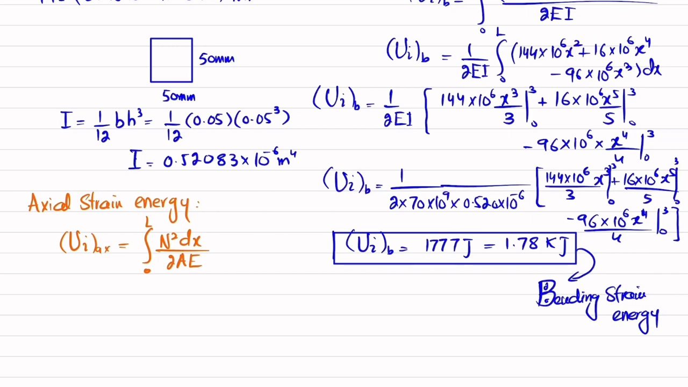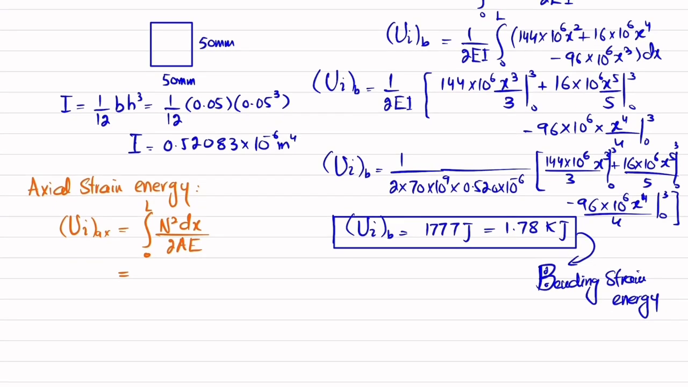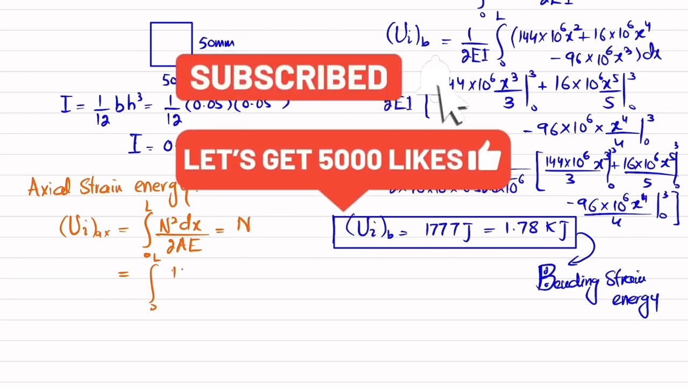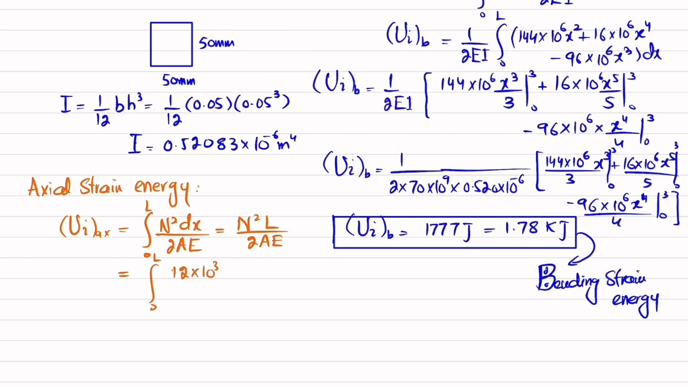Clear? So what we will do is that N is actually the normal load or axial load. So you can see the axial load of this post is 12 kilonewton. This beam applies a 12 kilonewton load on this post. Since it is equal to N square L divided by 2AE, 12 into 10 to the power 3 whole square. I will remove these things because we already know that axial strain energy is equal to normal load square into L divided by 2AE.